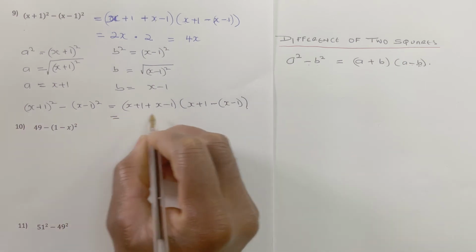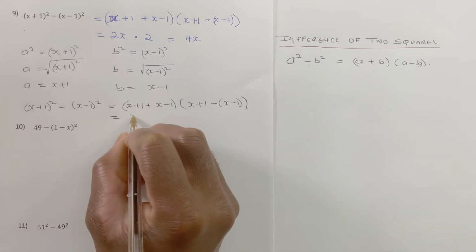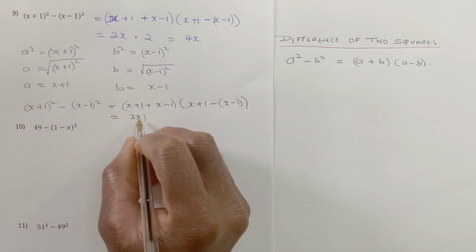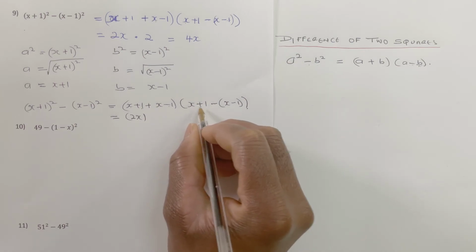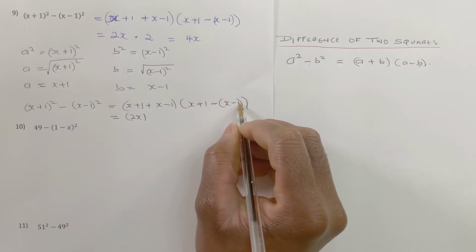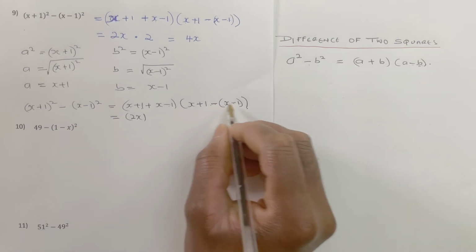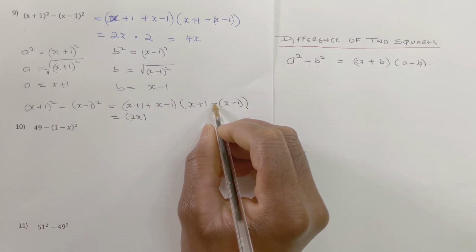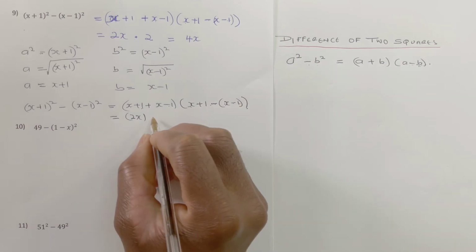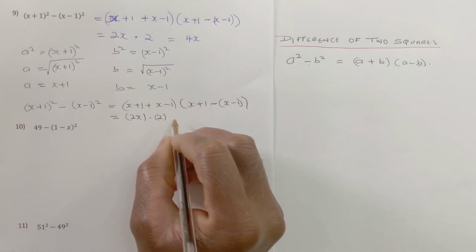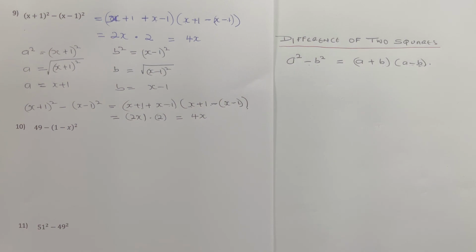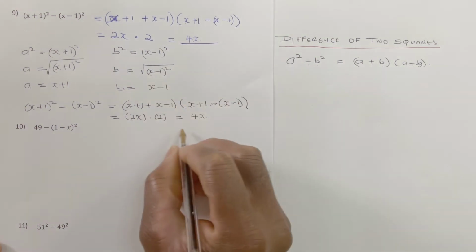Now I can see x plus x is 2x, 1 minus 1 is 0. That's one bracket. This bracket, if I expand it, would be minus x plus 1. So that would be minus x plus 1. x minus x is 0, 1 plus 1 is 2. So that would be times 2, and that would be 4x. So the answer to that is 4x.